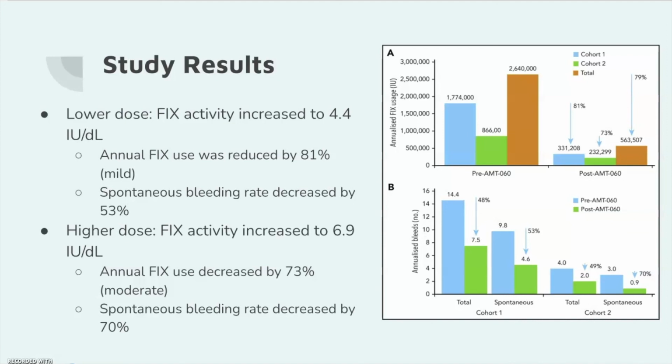The higher dose was given to the group with the more severe hemophilia pre-treatment. The higher dose group showed a 73% decrease in FIX medications usage and a 70% decrease in spontaneous bleeding rates. On average, the higher dose could then be classified as having moderate hemophilia. Both groups showed significant improvement, supporting the hypothesis that AAV5 is a successful treatment for hemophilia.